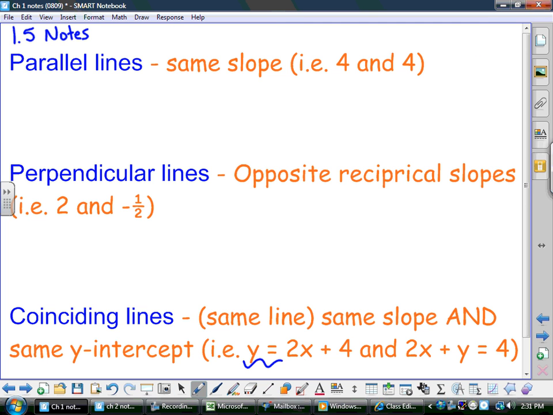This line is in slope-intercept form, and this line is in standard form, but if you rearrange the terms, they would be the exact same line, especially if I fix the typo and make that a negative. They would be the exact same line.